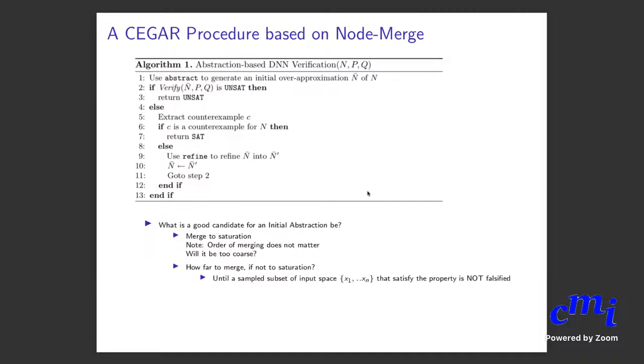So today I will look in a little bit more detail at the refinement step, as well as the two different ways in which the paper discusses how you could compute the initial abstraction. Any questions here? Okay.